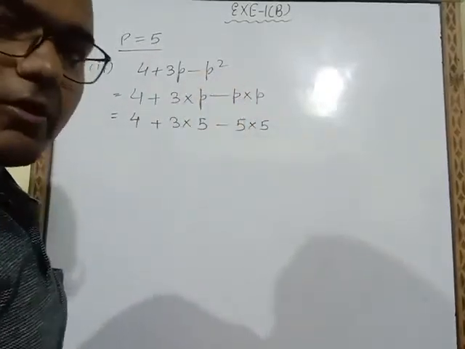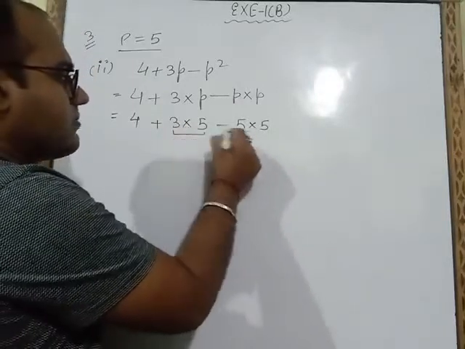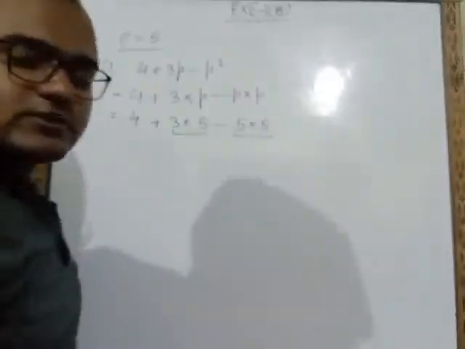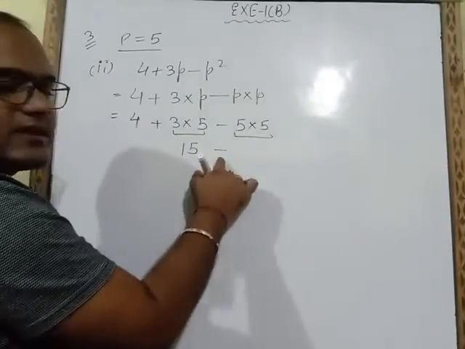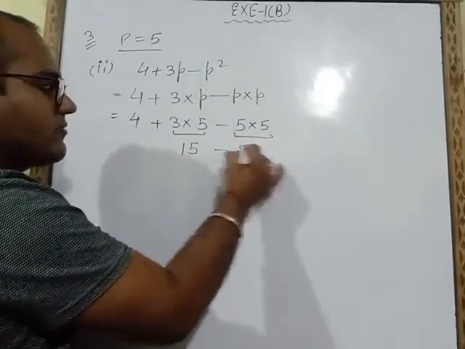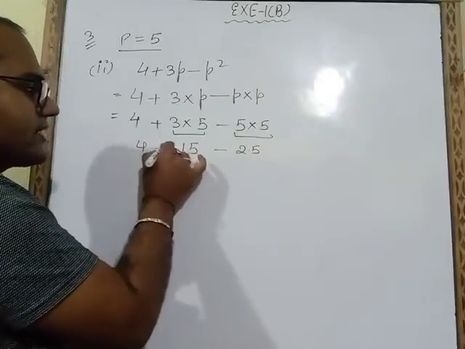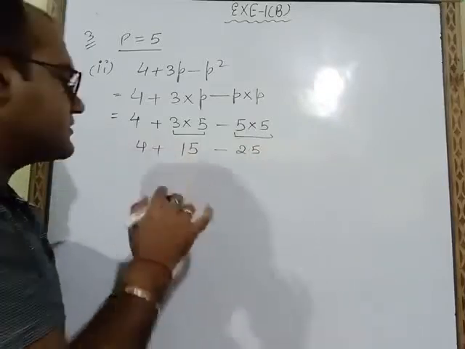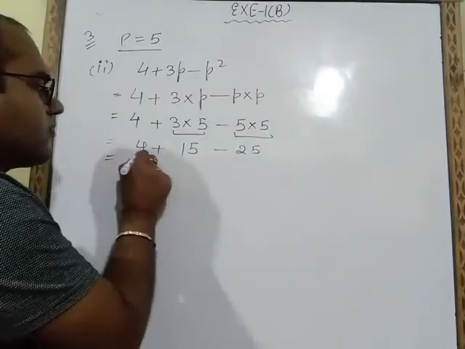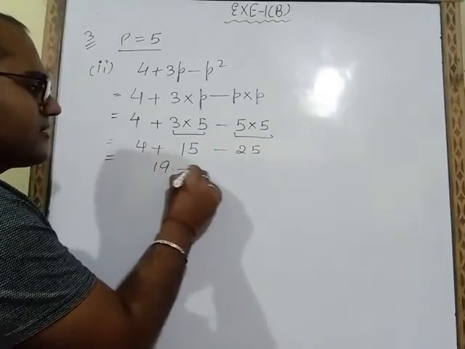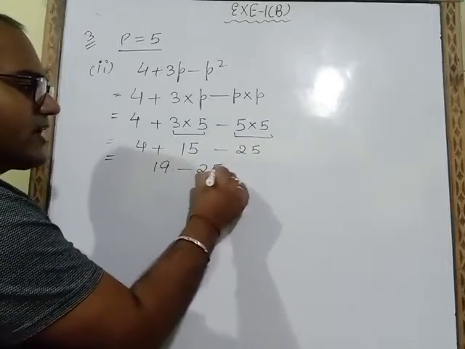Now you have to use BODMAS. First of all you have to multiply these two terms. 3 into 5, 15. Minus sign as it is, 5 into 5, 25. And this 4 we will write as it is, plus also we will write as it is. Now multiplication is over. Now in the next step, 4 plus 15, 19. Minus 25 we will write as it is.